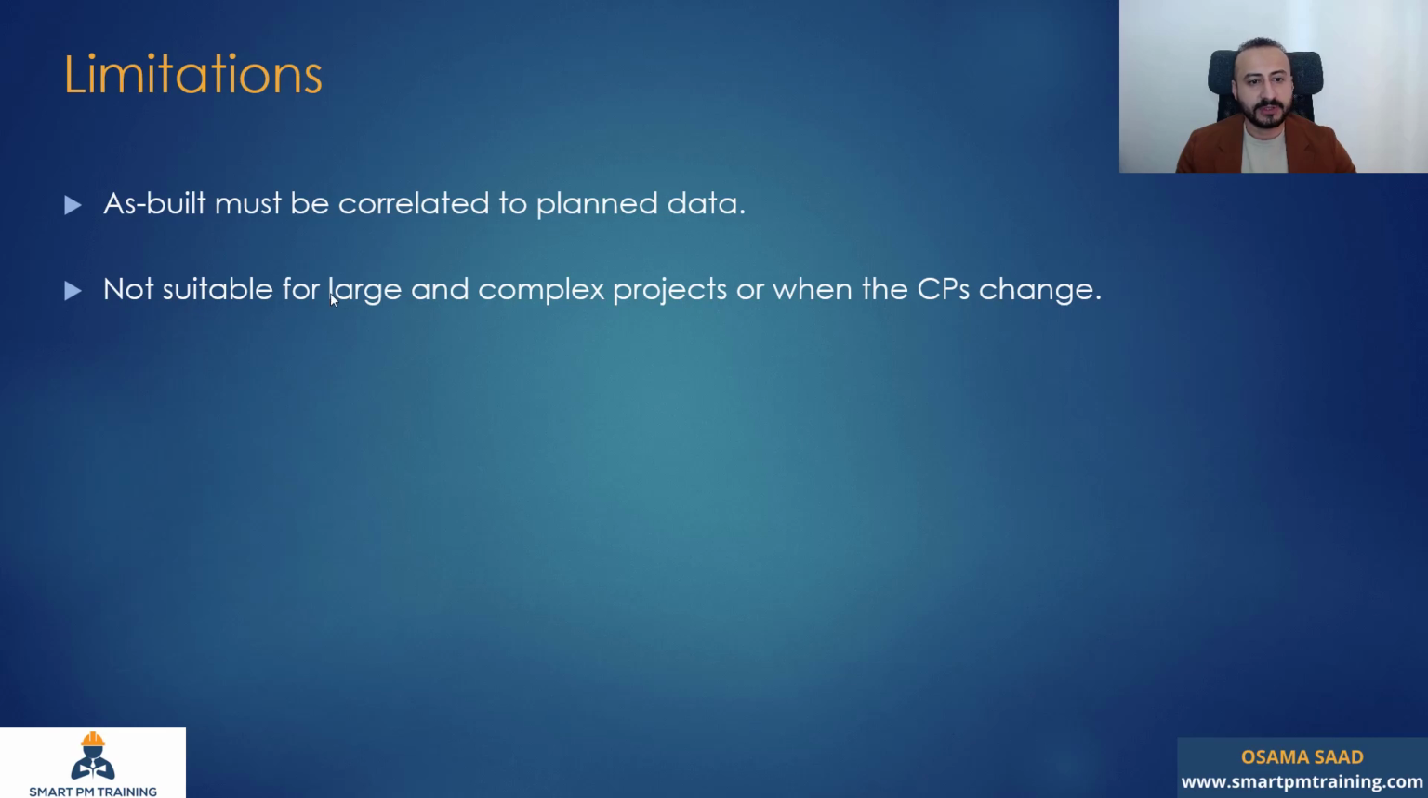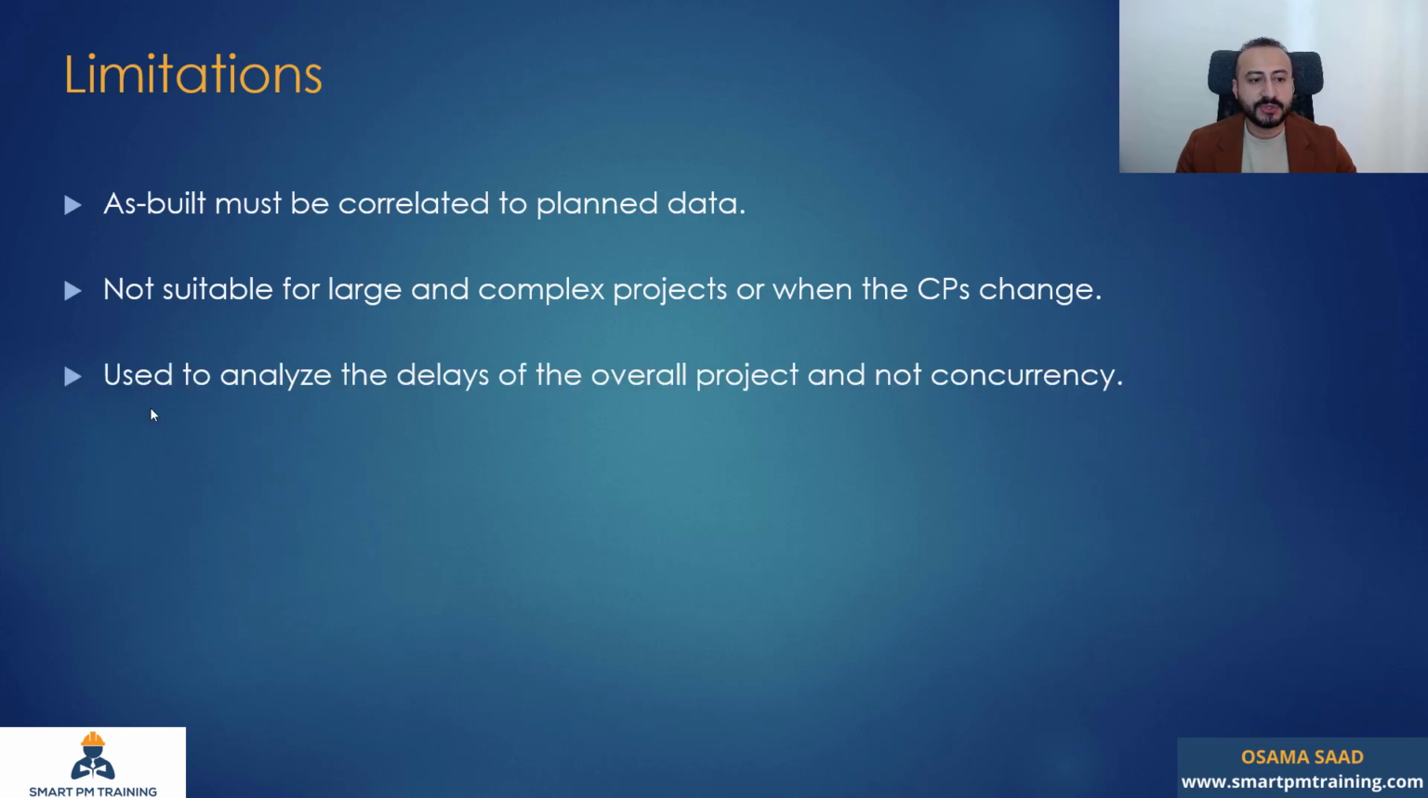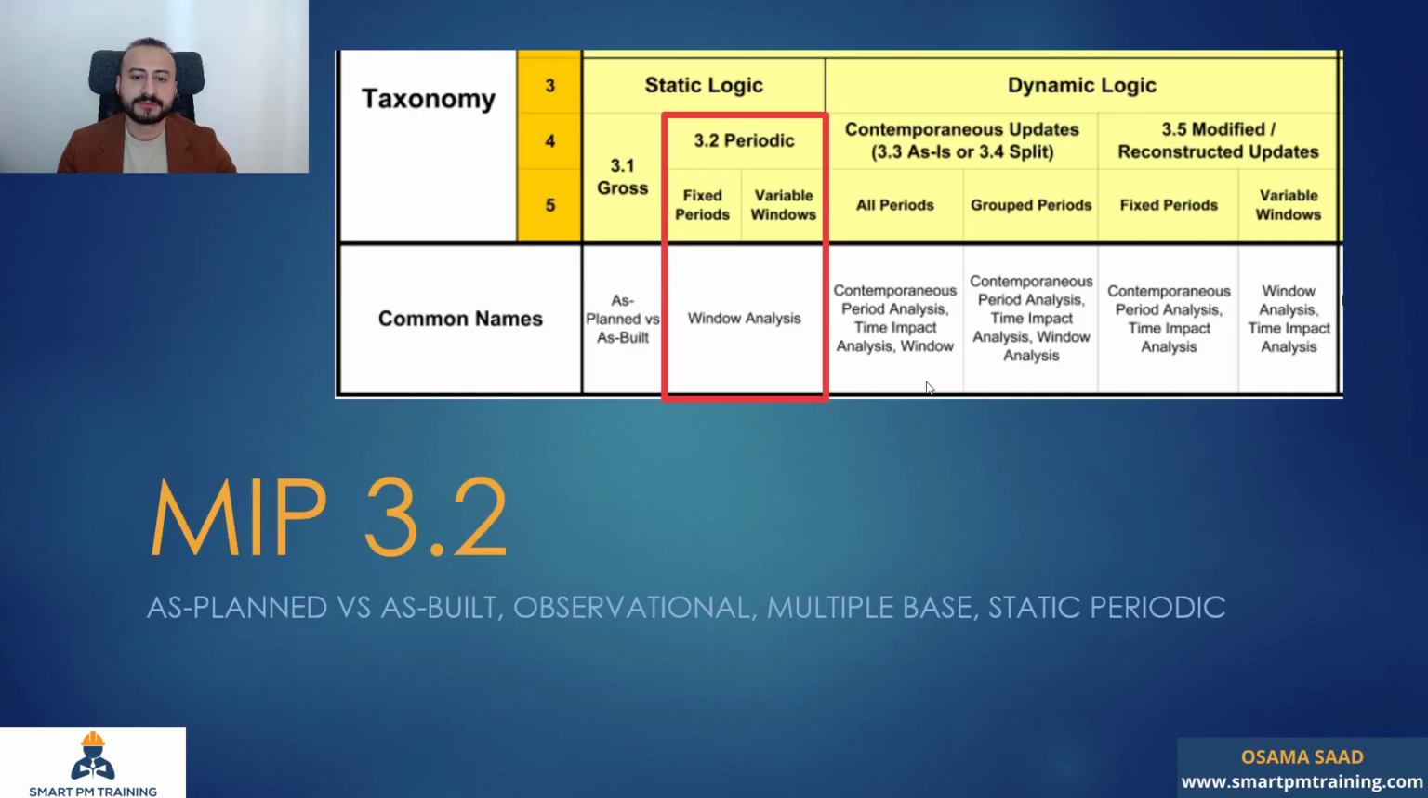It is not suitable for large and complex projects or when the critical path will change. That's another limitation. You can use it to analyze the delays of the overall project, but not concurrency, as I mentioned before. I'm going to go over the 3.2 as well because it's very similar to the 3.1, so it will make sense to cover both of them in one tutorial, except for one difference. The MIP 3.2, the as-planned versus as-built, observational, multiple base, static, periodic.